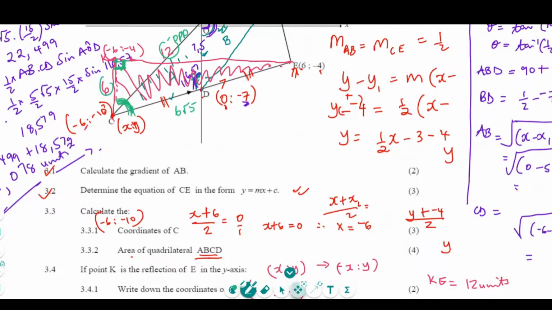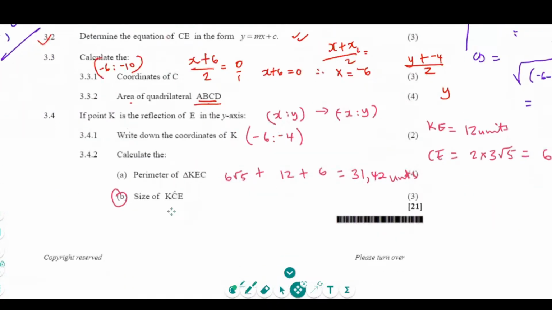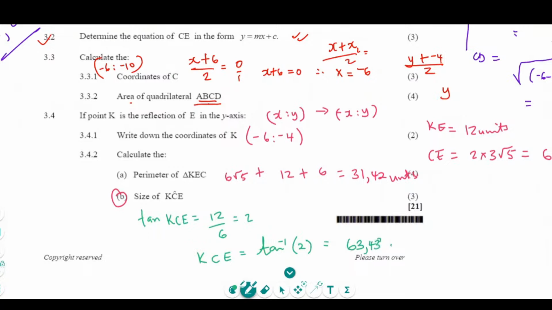Okay, so what I'll say is, if I say tan of KCE, it should be the opposite, which is 12, over my adjacent, which is 6. That gives me 2, which means KCE will be the arctan of 2, the shift tan, and then I'm getting 63.43 degrees. Guys, that's what we do, and that's how we go about that.